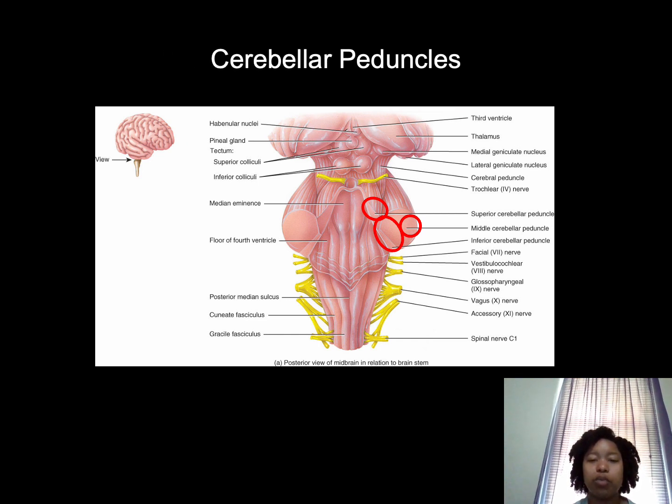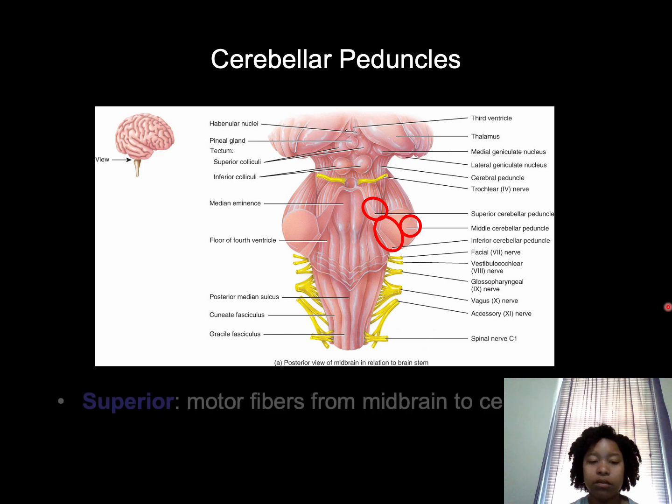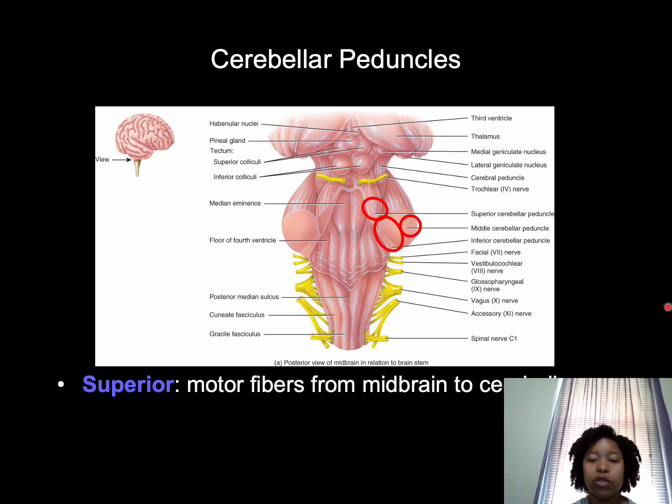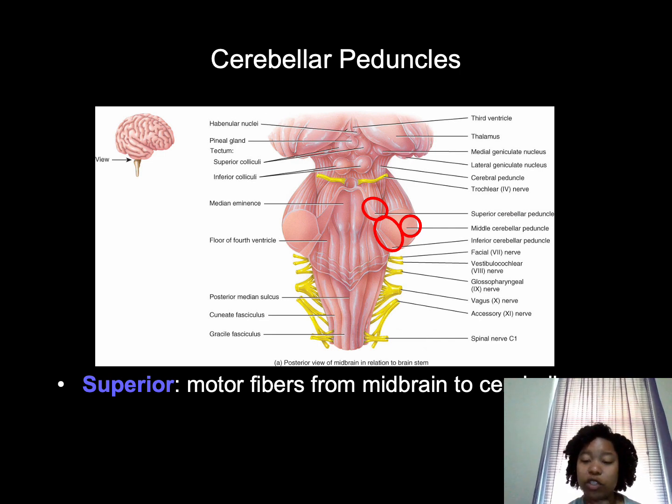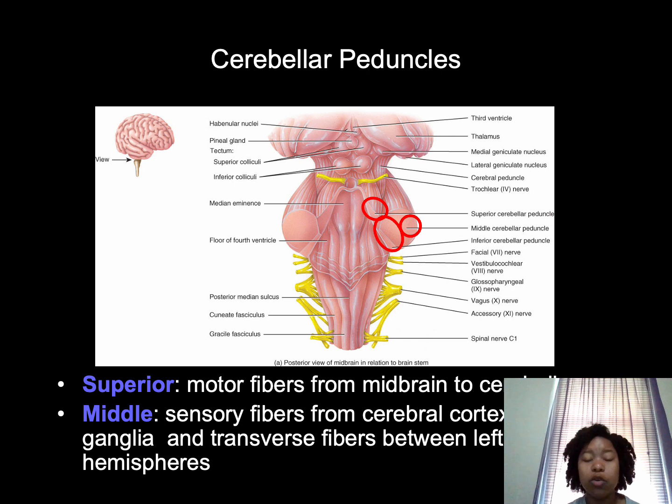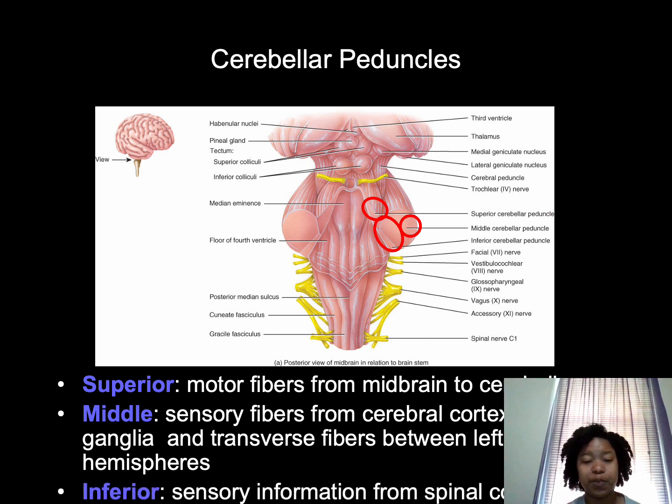So these are the cerebellar peduncles. Looking at it from the underside, you've got the superior cerebellar peduncle, the middle one, and the inferior one. The superior one has motor fibers from the midbrain to the cerebellum, like we said, where that sensory information is coming from. The middle one has sensory fibers from the cerebral cortex and the ganglia that are there, and transverse fibers between the left and right hemispheres. So not only does it communicate with the cerebrum, it communicates with the other half of the cerebellum. And then the inferior one takes sensory information from the spinal cord.